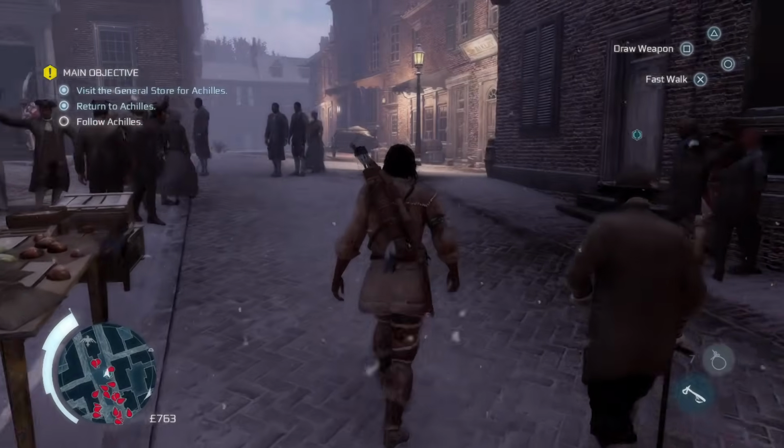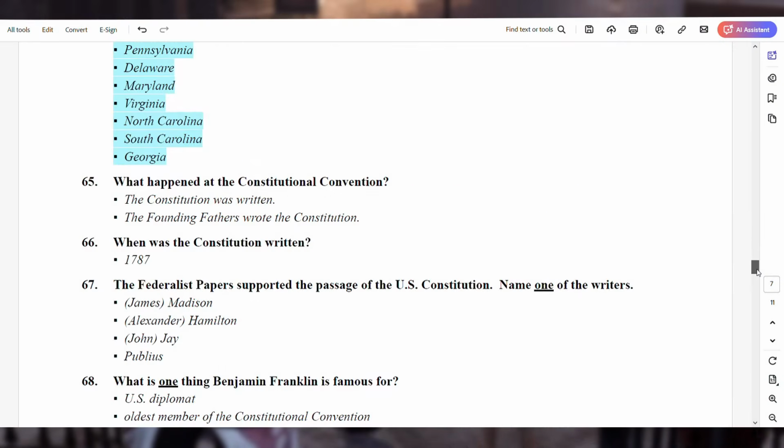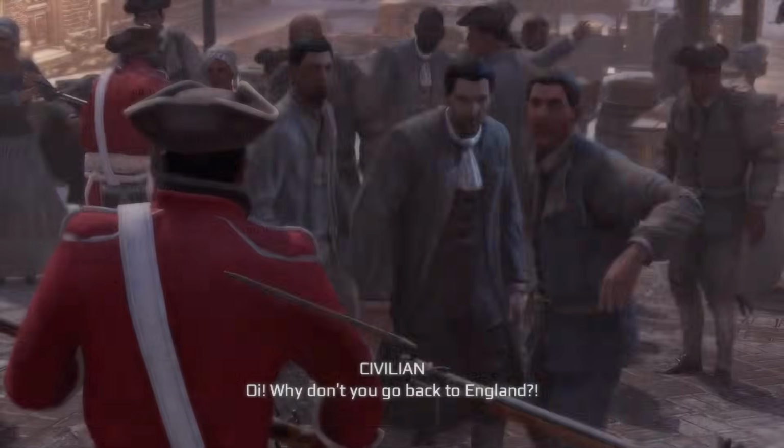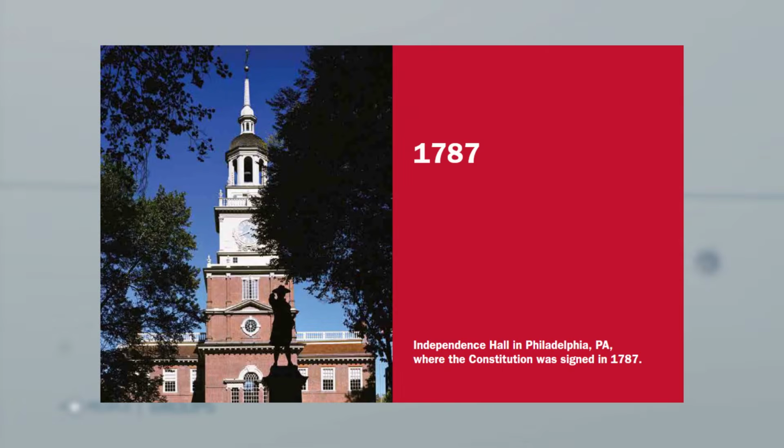What are 2 rights in the Declaration of Independence? Life, liberty, etc. The game ends before the Constitution is written, so you'd miss that question. Unfortunately. For reference, it was drafted at the Constitutional Convention in 1787.